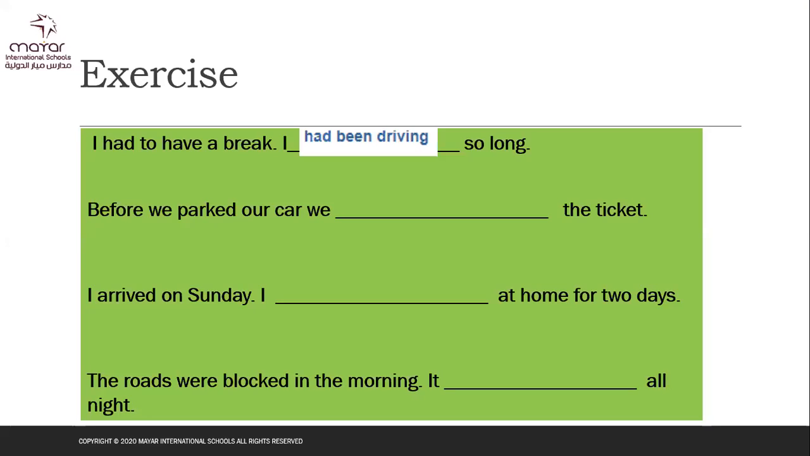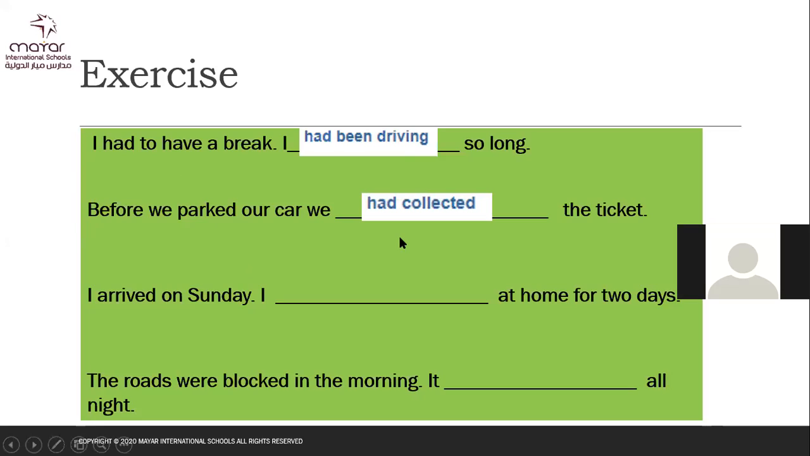Okay, Jawad. Yes, Jawad. Before we parked our car, raise your voice, Jawad, please. Yes, before we parked our car, we had to buy the ticket. Had collected or bought. Be careful with using, both are correct by the way, you can say bought too, but be careful with verb three. Thank you so much, Jawad. Okay, someone else. I arrived on Sunday.